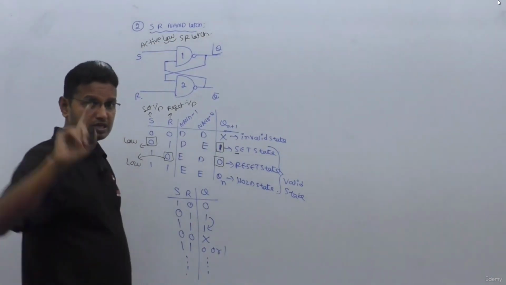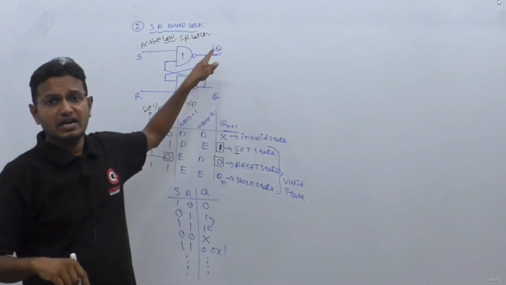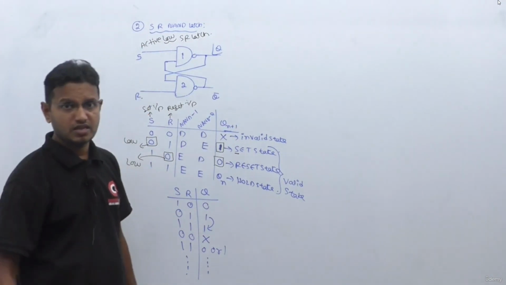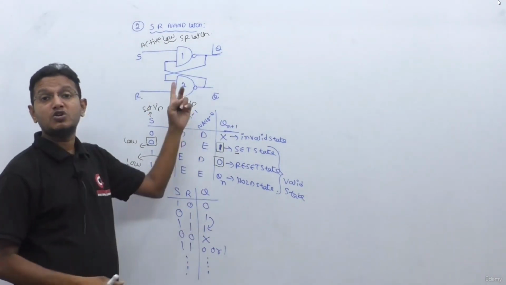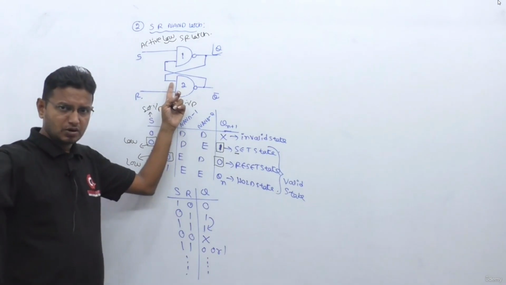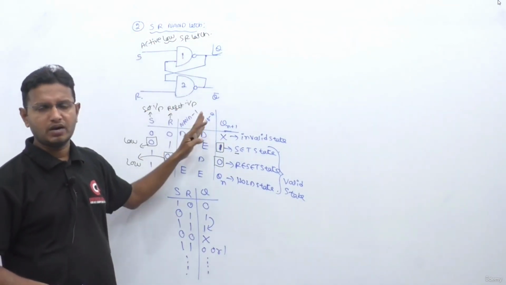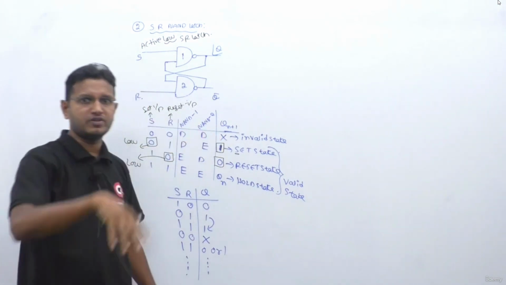Now, SR NOR latch and SR NAND latch. These two latches are called non-gated latches. Why are they called non-gated? Because there is no control input. For the SR NOR latch or SR NAND latch, there are two inputs, S and R, and two outputs, Q and Q bar. There is no special controlling input for the circuit.